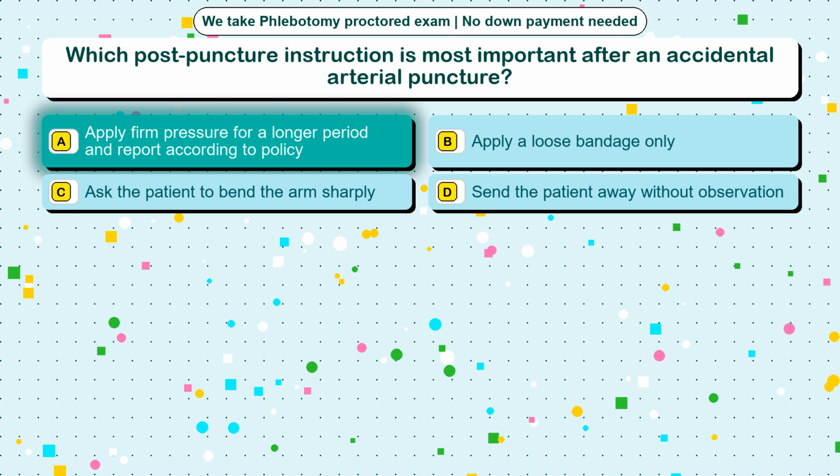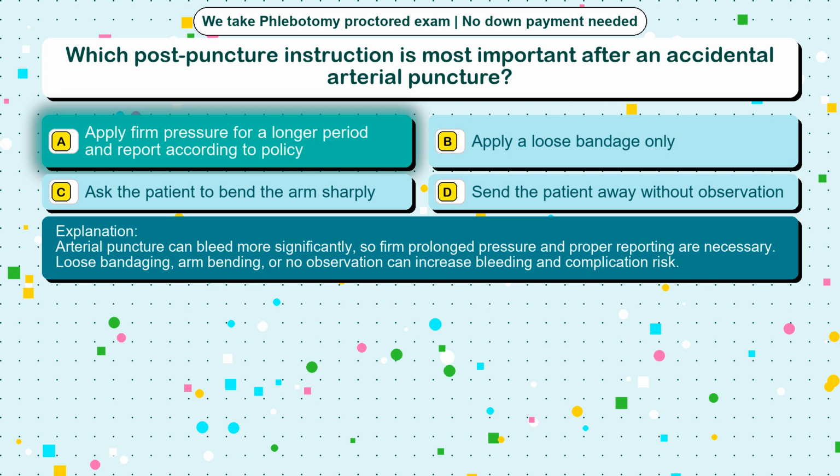The correct answer is option A. Apply firm pressure for a longer period and report according to policy. Arterial puncture can bleed more significantly, so firm prolonged pressure and proper reporting are necessary. Loose bandaging, arm bending, or no observation can increase bleeding and complication risk.